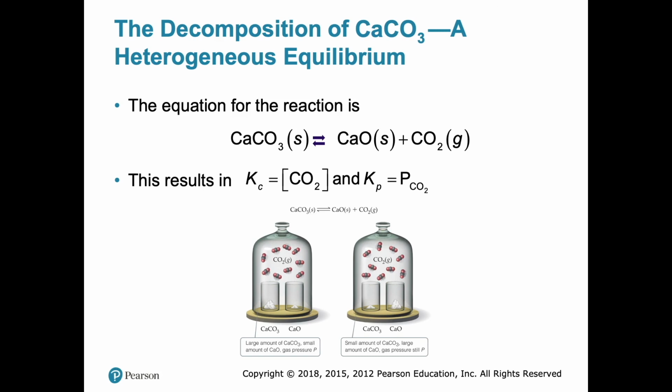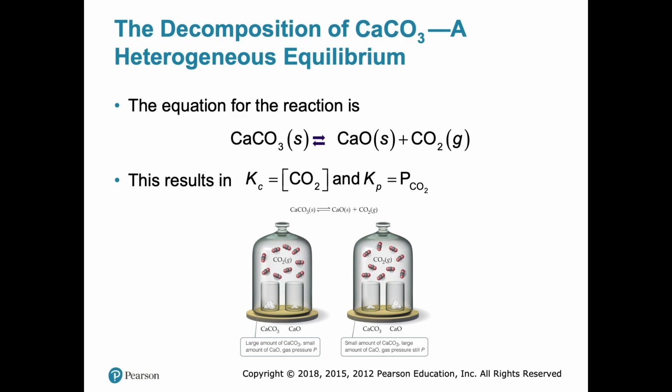So then we look at this one here. A lot of the calcium carbonate has already been converted over to the calcium oxide, so now there's more calcium oxide than there is calcium carbonate. What happened to the concentration or the pressure of carbon dioxide then? Nope. It stays the same. Does it look the same? 1, 2, 3, 4, 5, 6, 7, 8, 9. There's still 9 molecules on both sides.